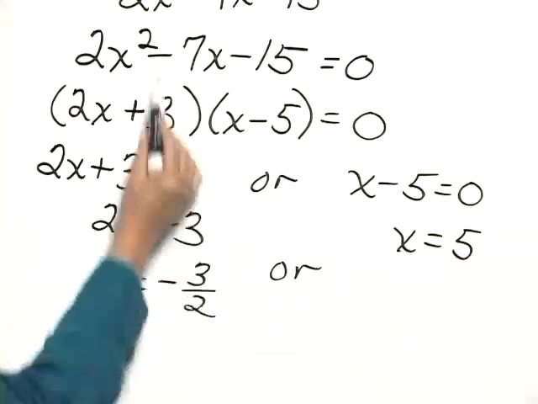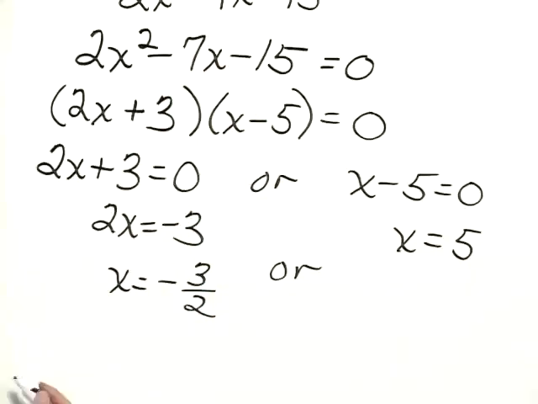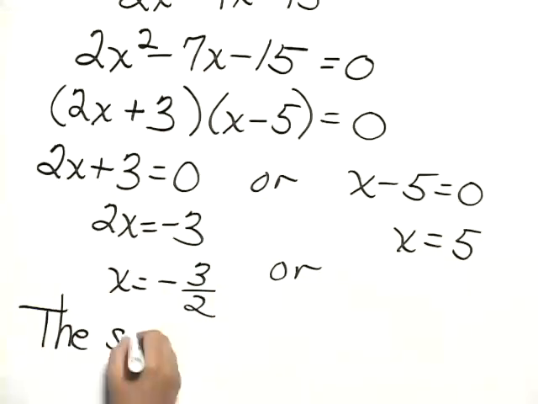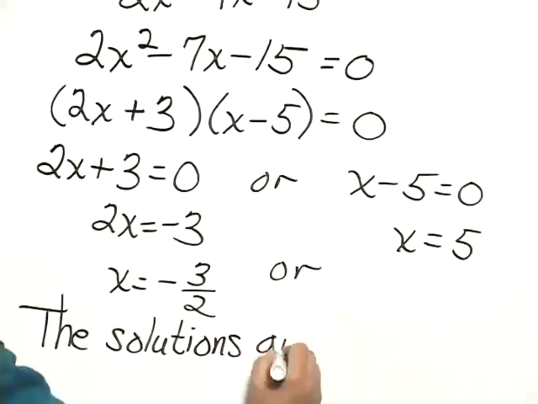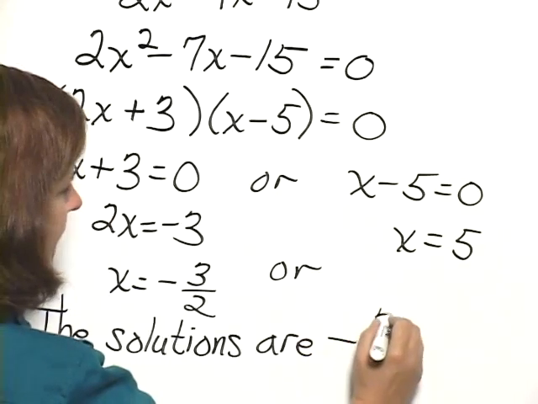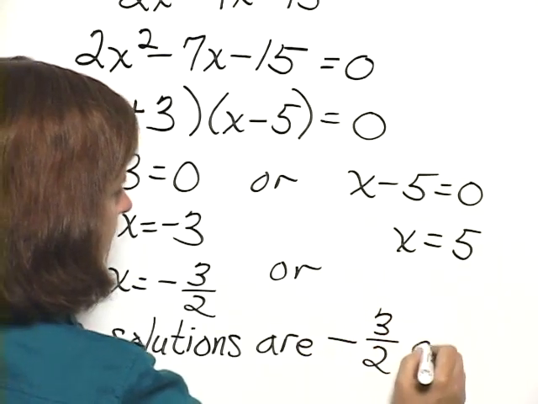Again, if we checked each of these in the original equation, they would check. So we could say that the solutions are -3/2 and 5.